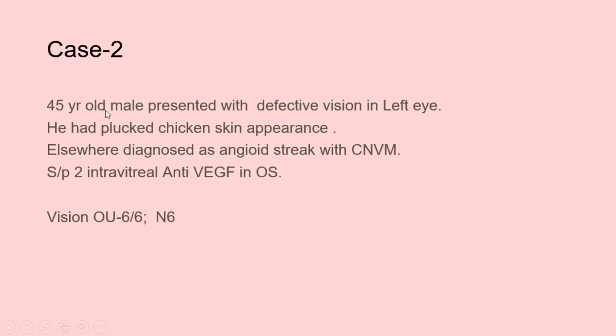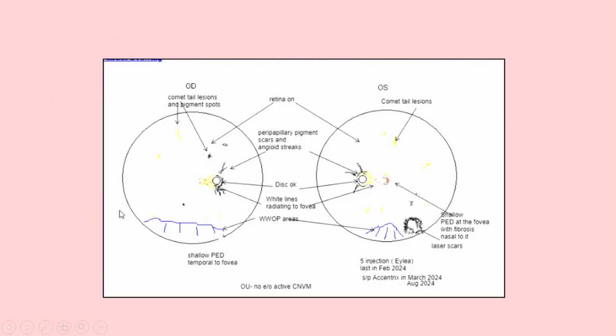So case 2, a 45-year-old male presented with defective vision in the left eye. He also had a plucked chicken skin appearance. Elsewhere diagnosed as angioid streak with CNVM and post 2 intravitreal injections was given. Vision is 6/6, N6 in both eyes.